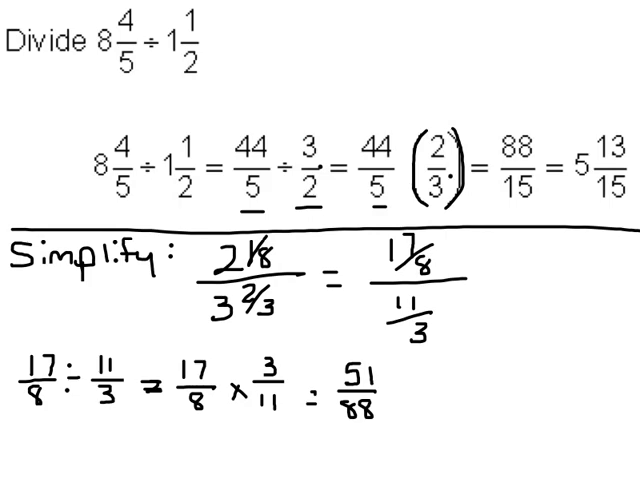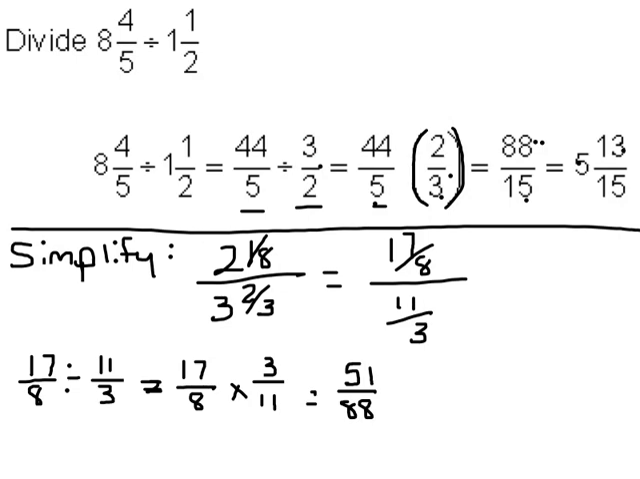No. 44 times 2 is 88. 5 times 3 is 15. And then you could reduce it by saying 15 will go into 88 5 times with 13 out of 15 left over. All right, let's do another.